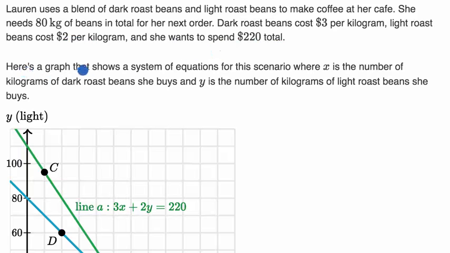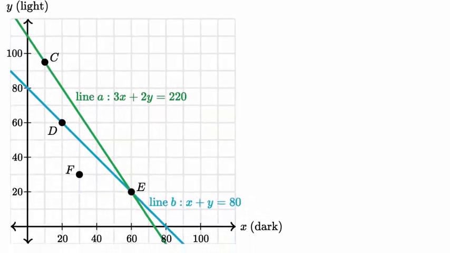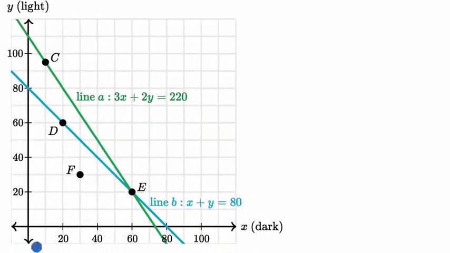Then they tell us here's a graph that shows a system of equations for this scenario, where x is the number of kilograms of dark roast beans she buys, and y is the number of kilograms of light roast beans she buys. All right, let me scroll down so we can take a look at this. And so, sure enough, this blue line, and I'll write it out in blue, x is the number of kilograms of dark roast beans, y is the number of kilograms of light roast beans, and she wants to buy a total of 80 kilograms. That's what they told us up here.